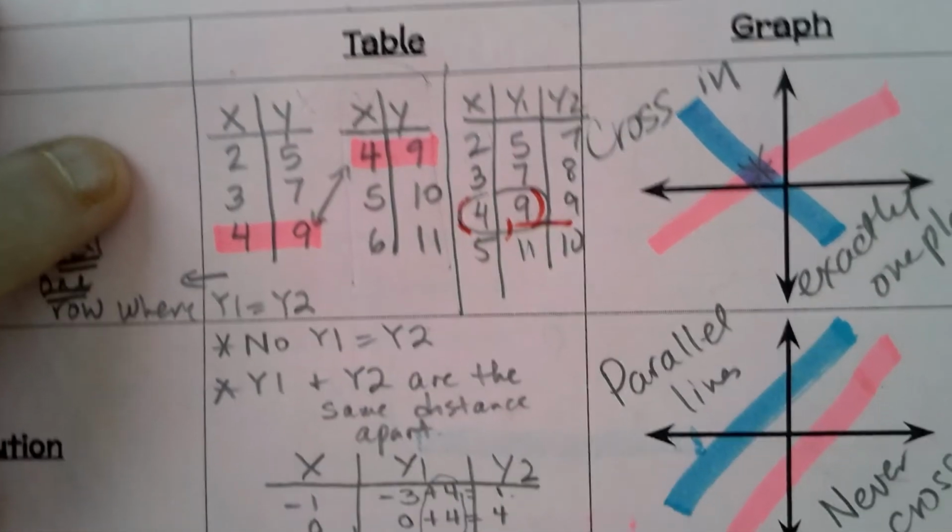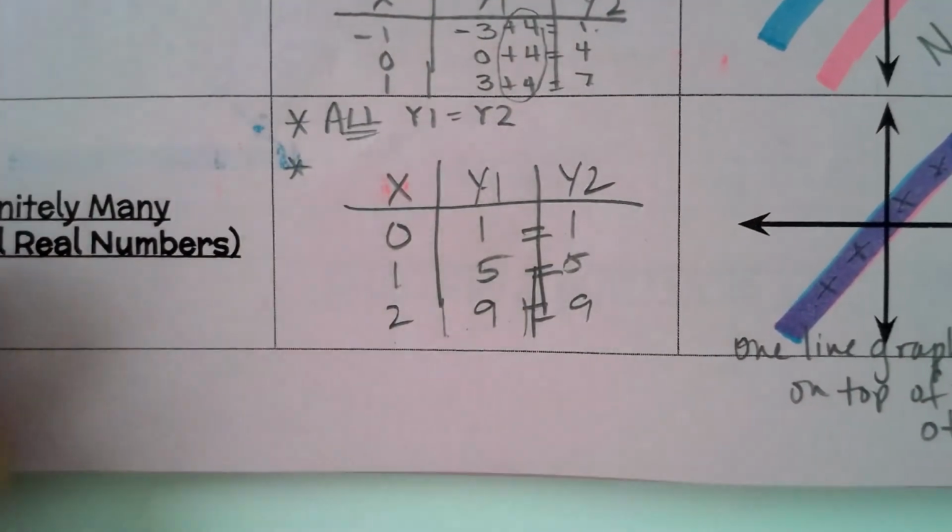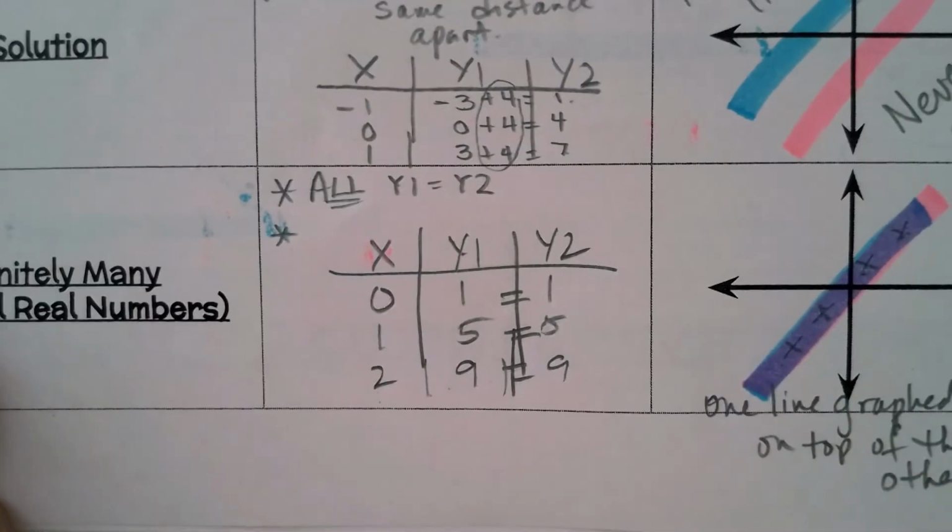This one, if you see one row, that doesn't mean it's the solution if every row is the solution. Does that kind of make sense? All right, you're going to practice now.